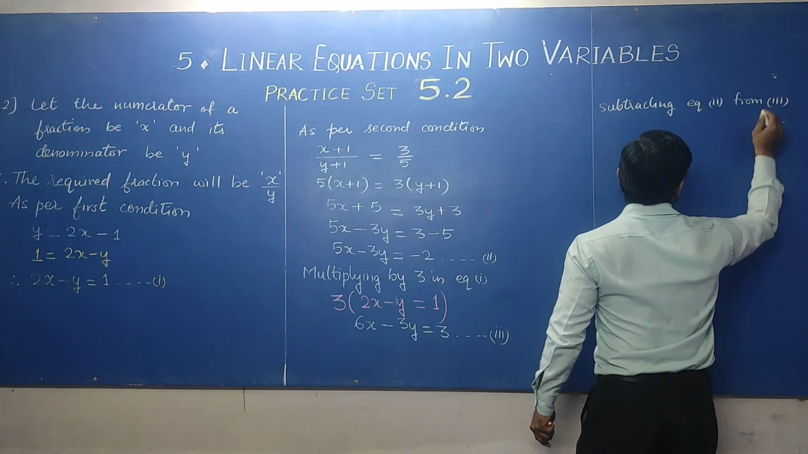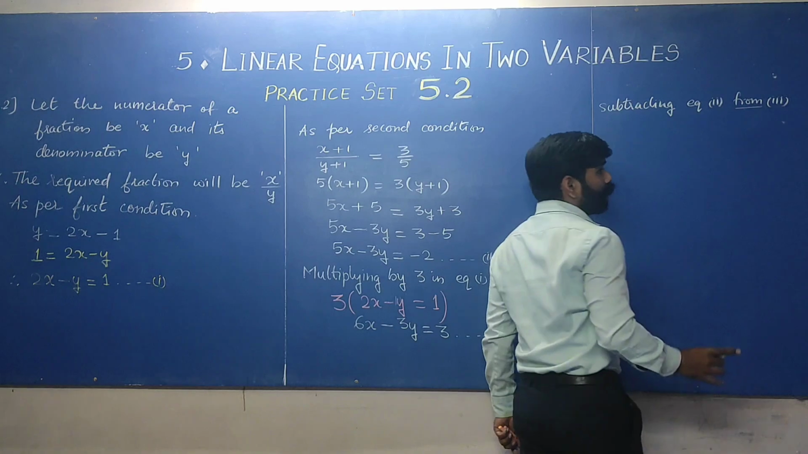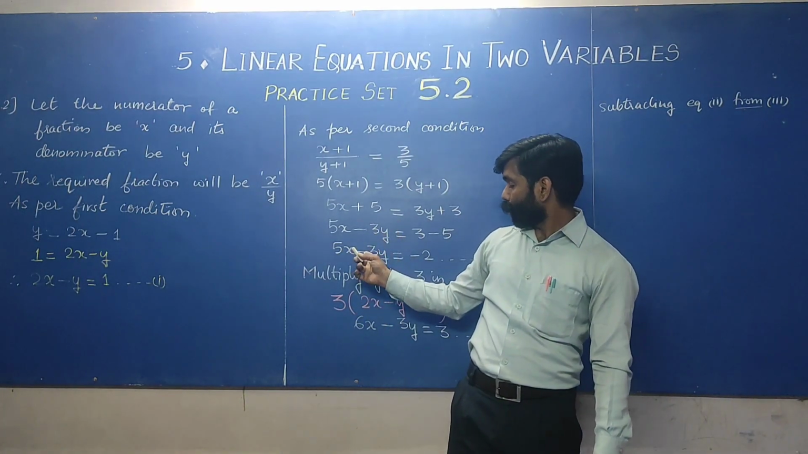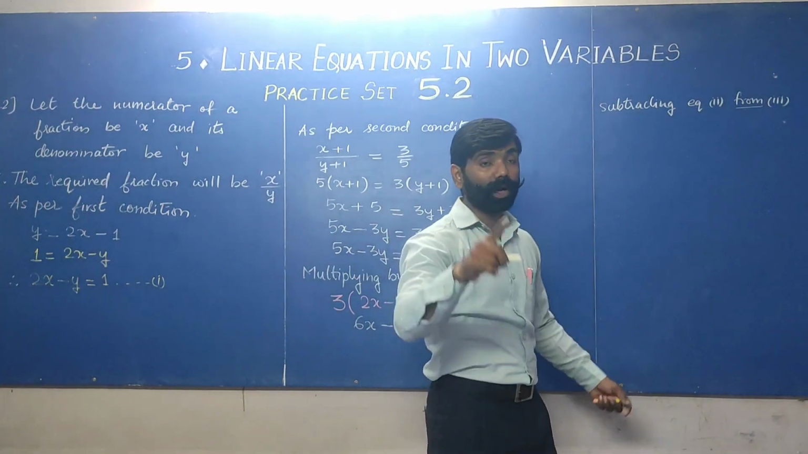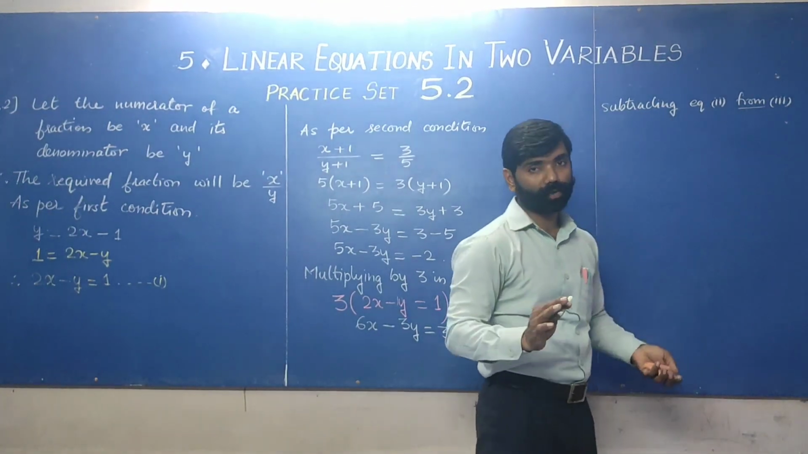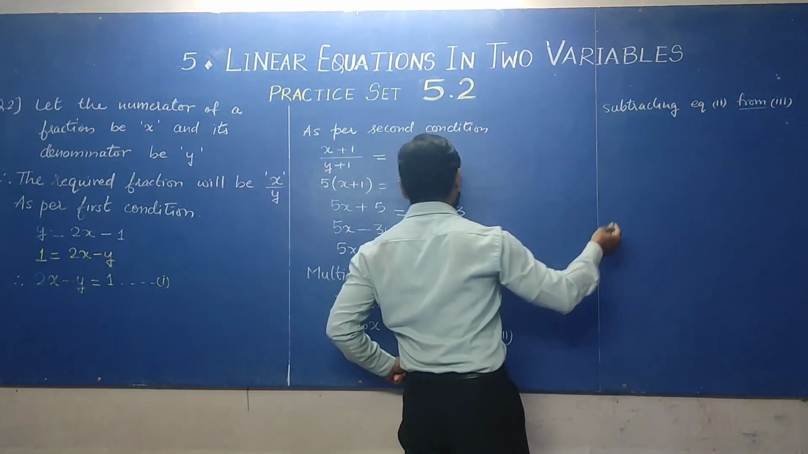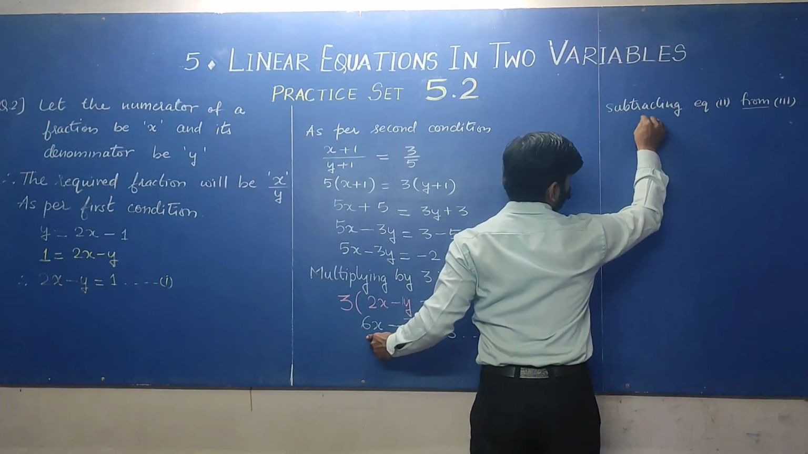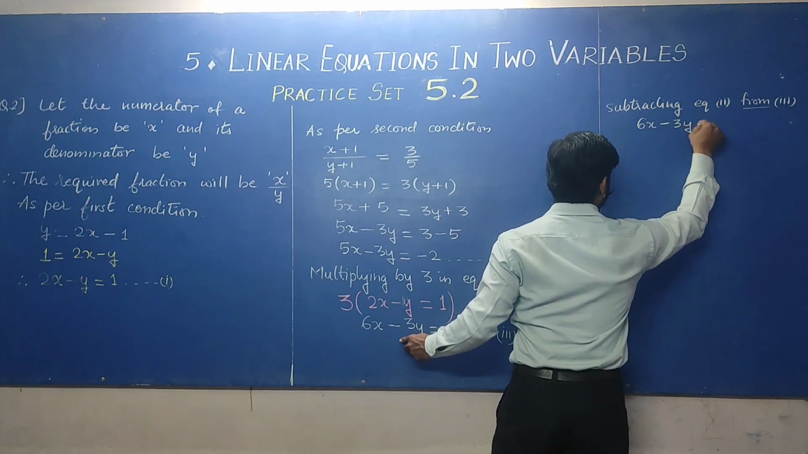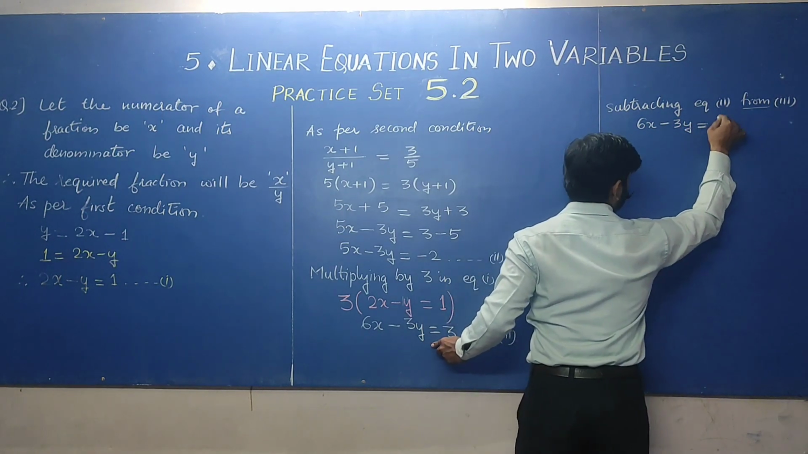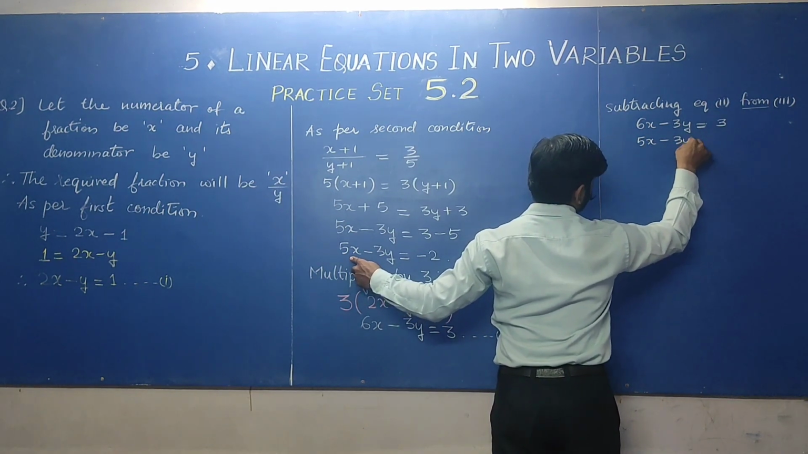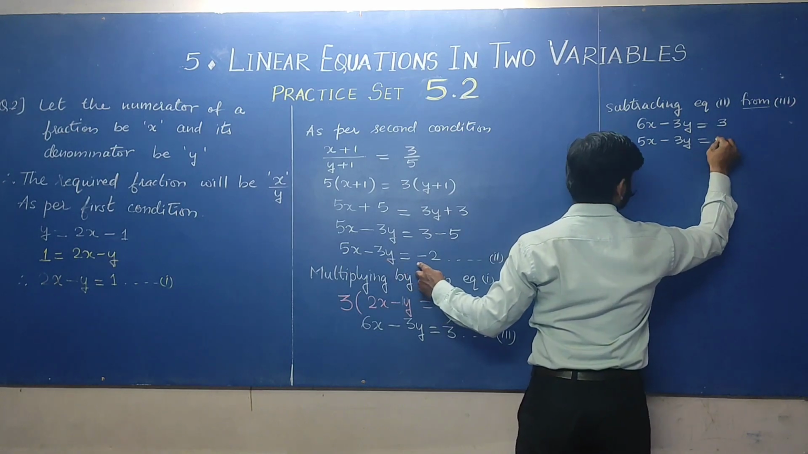So students, just need to know, if I am writing from, that means I need to write third equation first and equation number second afterwards. If you are writing equation number 2 and 3, that is also correct, students. So don't worry about it. So I am writing equation number 3 first. 6x minus 3y is equals to 3. And then equation number 2. 5x minus 3y is equals to minus 2.